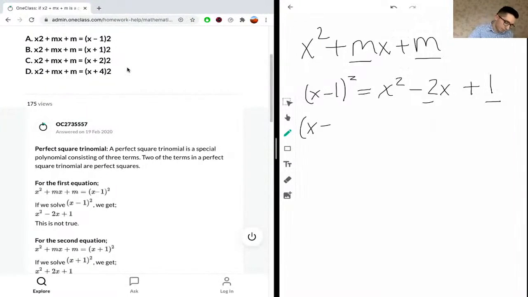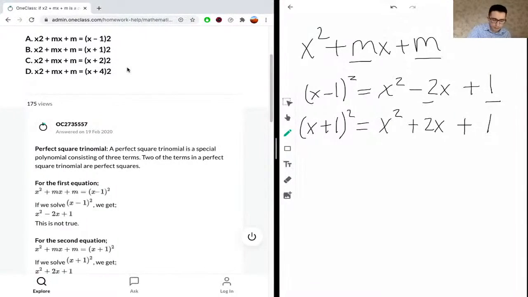x plus 1 squared is equal to the first term squared, x squared, and then 2 times x times 1, which would give us 2x. In the first one we did 2 times x times negative 1, in the second one we do 2 times x times positive 1. That's why we got a negative in the first and a positive in the second, and the last term would just be 1 squared.